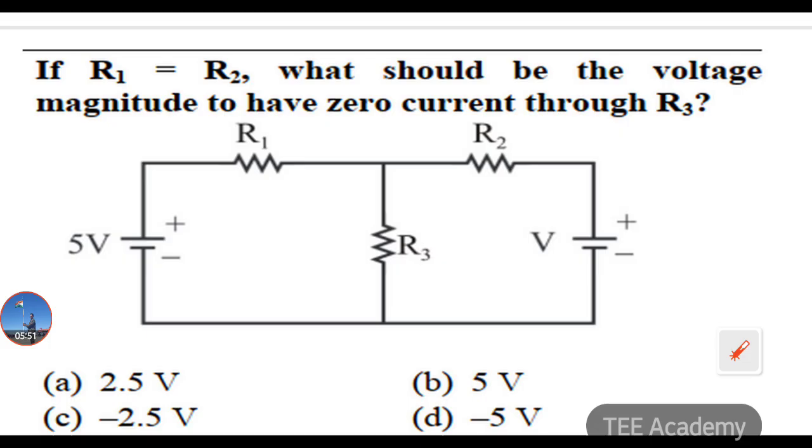So simply, there is a shortcut here. R1 is equal to R2, that means this resistor and this resistor are equal, and this magnitude and this magnitude should be opposite in polarity. At that time the current flowing in R3 is 0. So this is a shortcut. Okay, and if you want a derivative analysis, then we'll see the problem here.